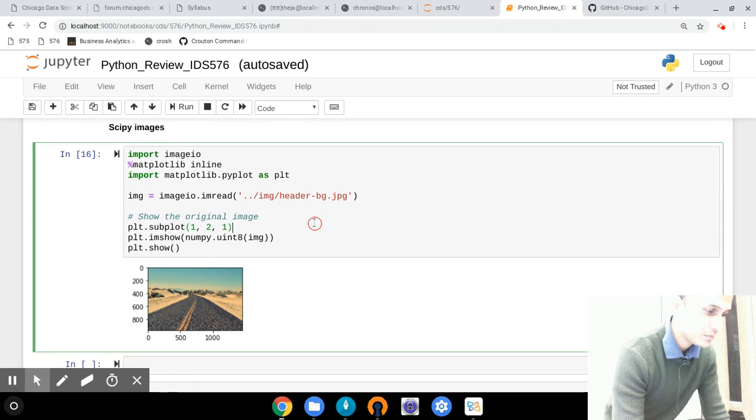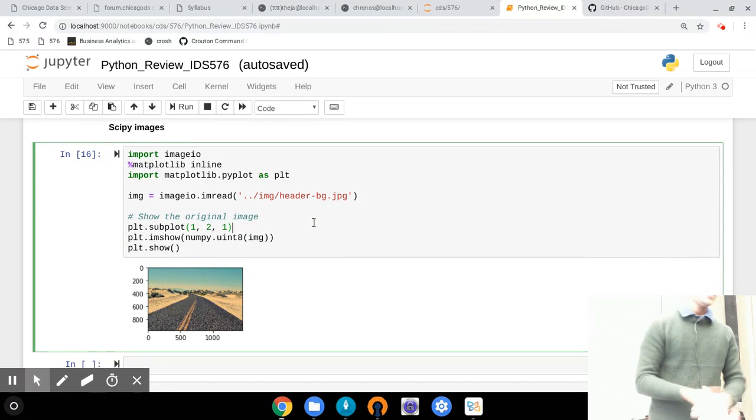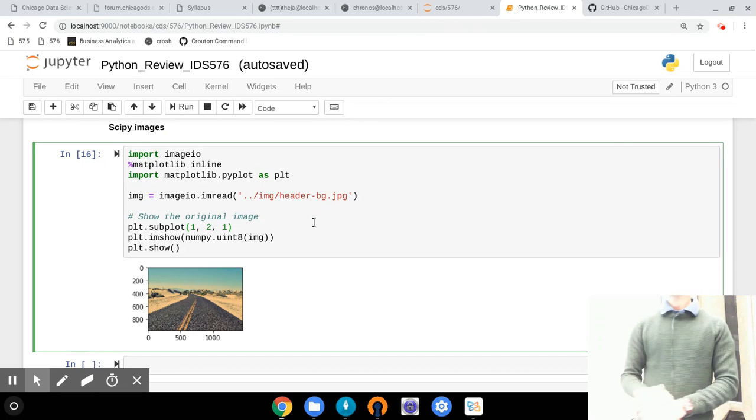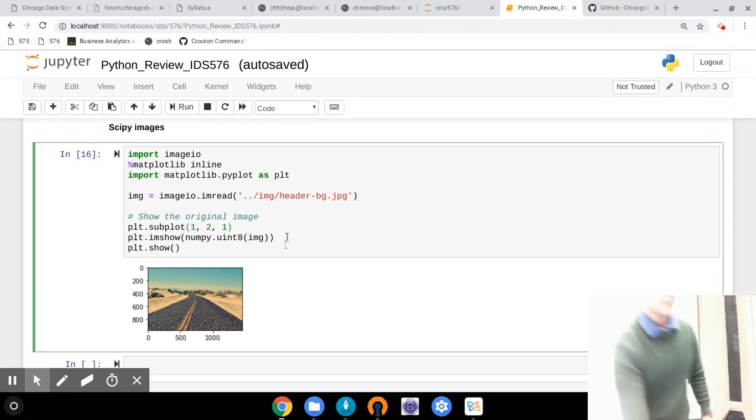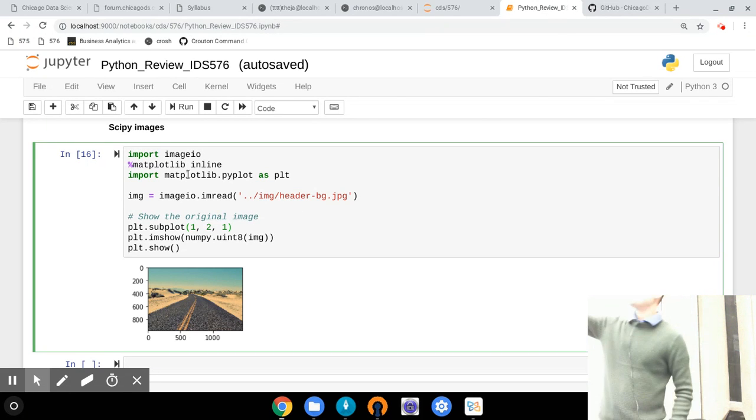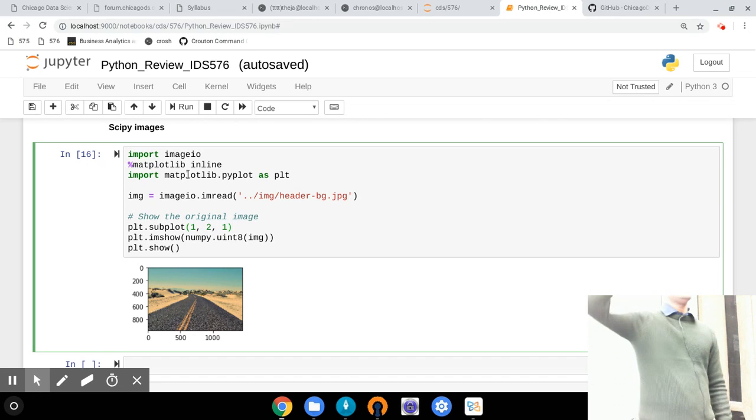The last one is just a simple example of how to work with images. So here there's a package called image.io which I installed, and this is just the image from the class website. So I said, okay, let's read that image and then plot it. For plotting, I'm using matplotlib, a plotting package.